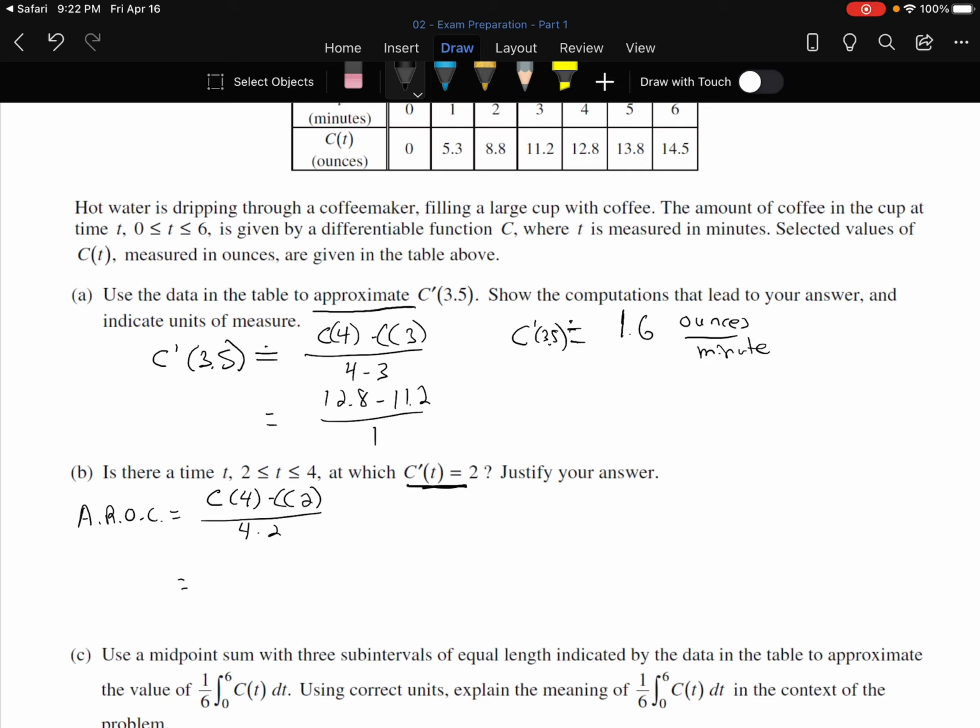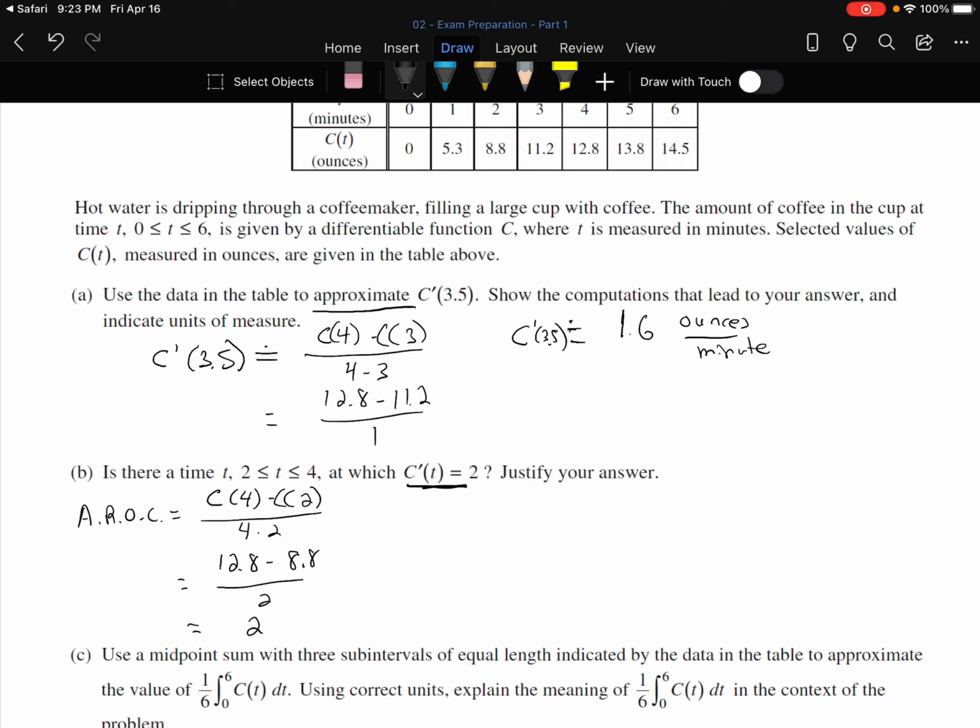Okay, so coffee at 4 was, I think I see 12.8, minus coffee at 2 is 8.8, over 2. And what I get is 4 over 2, which is 2. And that's interesting because the average rate of change over that time period is 2.